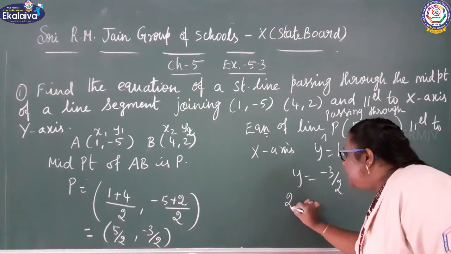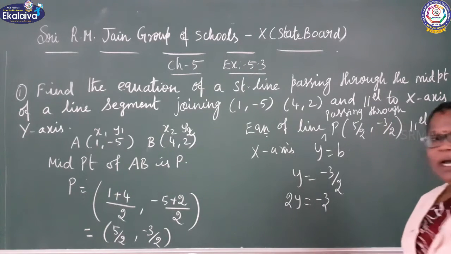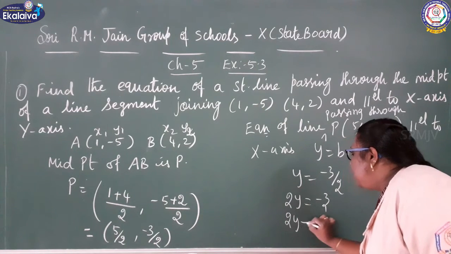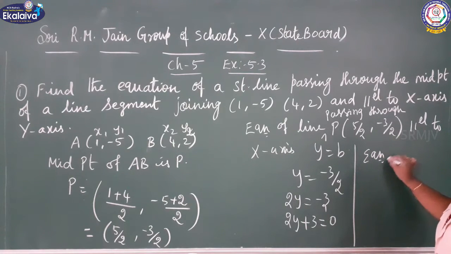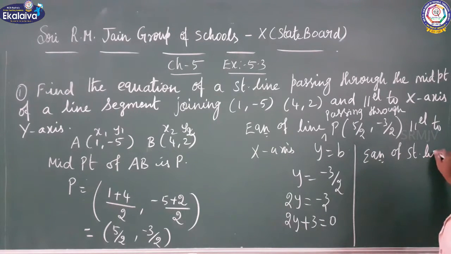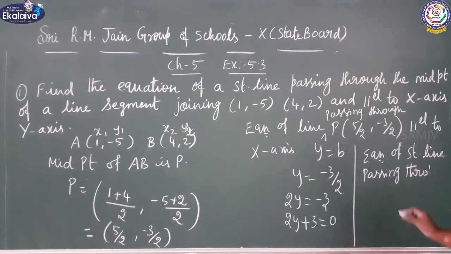So cross multiplication, 2y equal to minus 3, which gives 2y plus 3 equal to 0. The same way, the equation of a straight line passing through the point P (5 by 2, minus 3 by 2), parallel to y-axis.